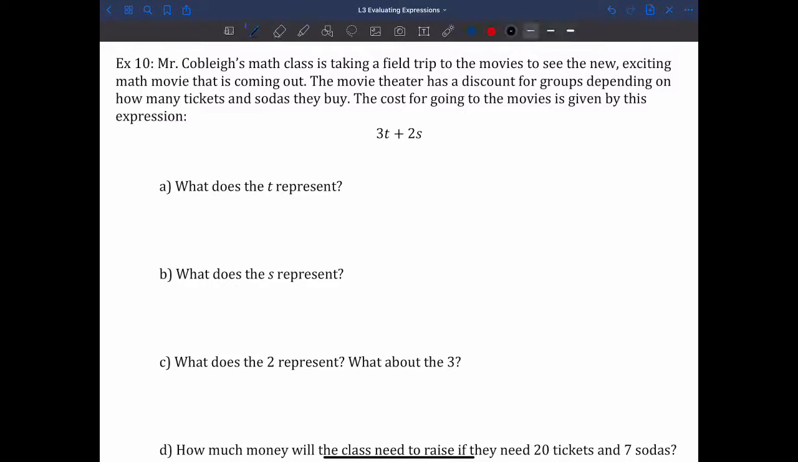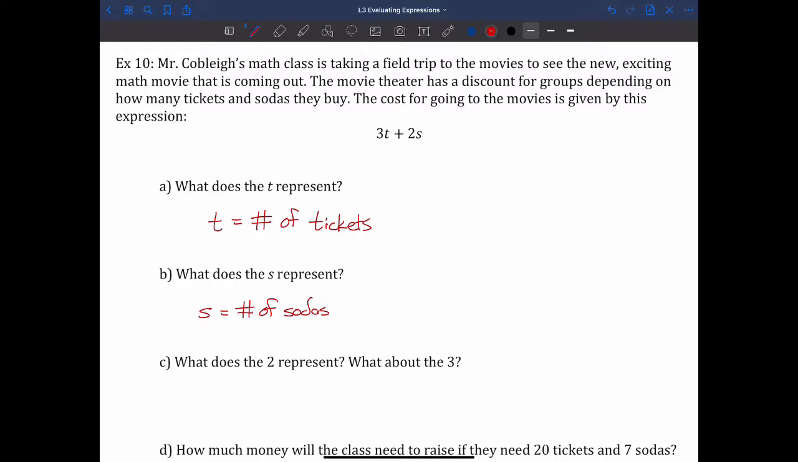All right, so on this one, again, we want to figure out what these different variables represent. So t, think about what t might represent here. It's probably not the cost, right? Because the costs of things aren't changing. They're usually set. So it's the number of something that we're buying. In this problem, they're talking about a discount for groups depending on how many tickets and sodas they buy. So t is probably the number of tickets, which means that the s in the next part represents the number of sodas.